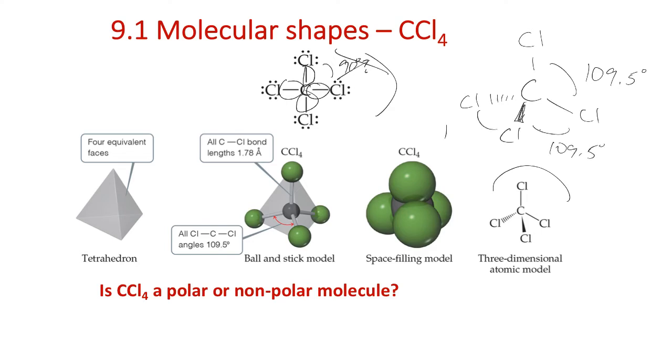We're not going to derive that. That would be like a math class. But a perfect tetrahedron works out to have exactly 109.5 degree bond angles the whole way around the molecule.